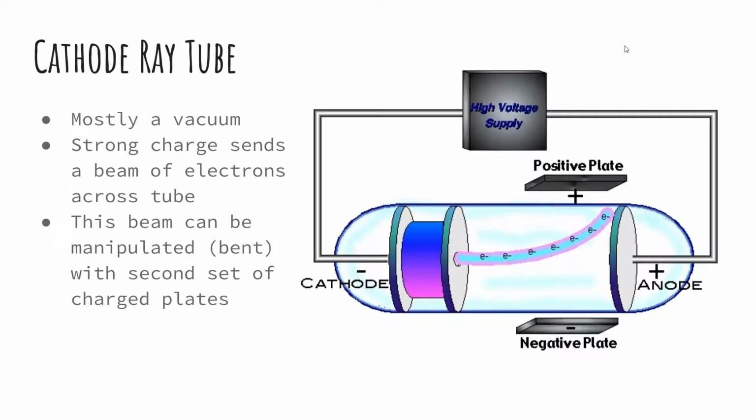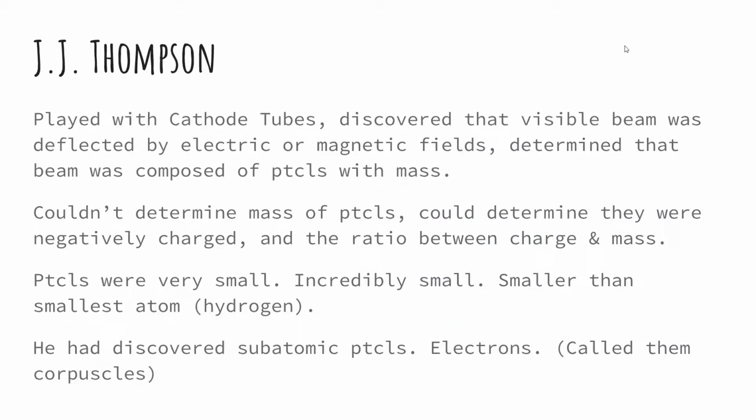And you can use electric fields and magnetic fields to make that beam bend, because the electrons in motion will respond to electric and magnetic fields. So that's what Thomson did. When he found that the visible beam was deflected by those electric and magnetic fields, he knew that the beam was composed of solid material, particles that had mass. Because the beam was being bent, it had to have a certain mass. But he couldn't determine that mass.